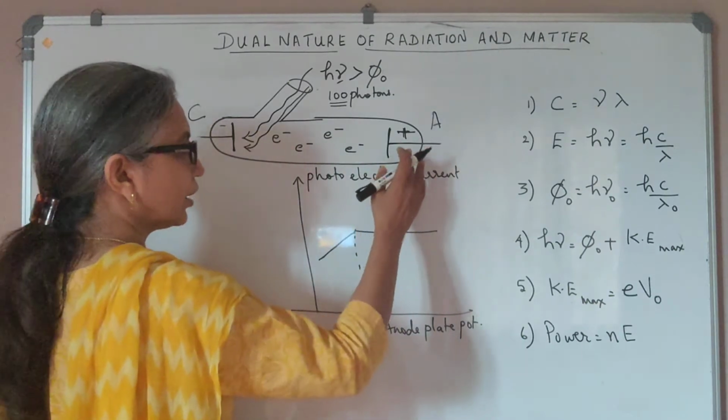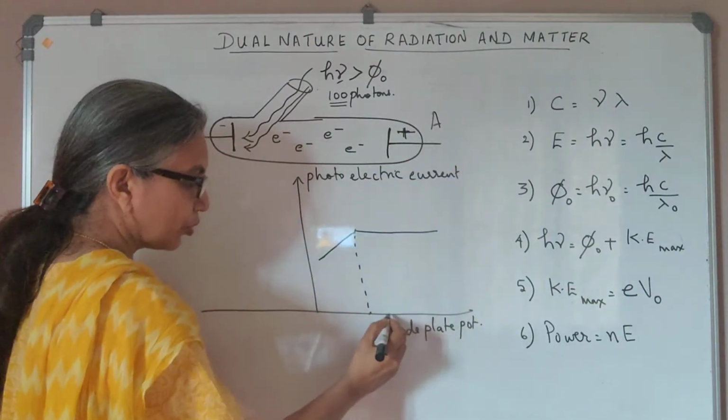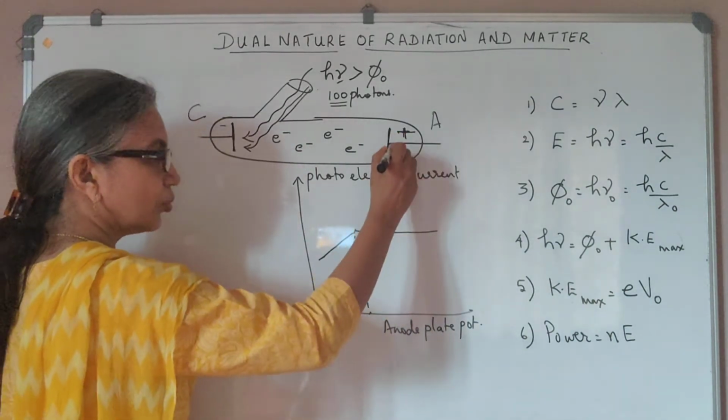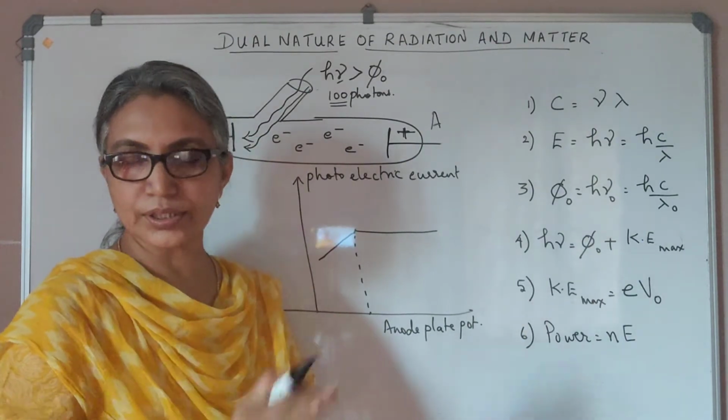Now let us imagine that using the commutator, I am going to reduce the plate potential on A. I am going to reduce the plate potential on A slowly, and as I reduce the plate potential, you see the accelerating potential is decreasing.